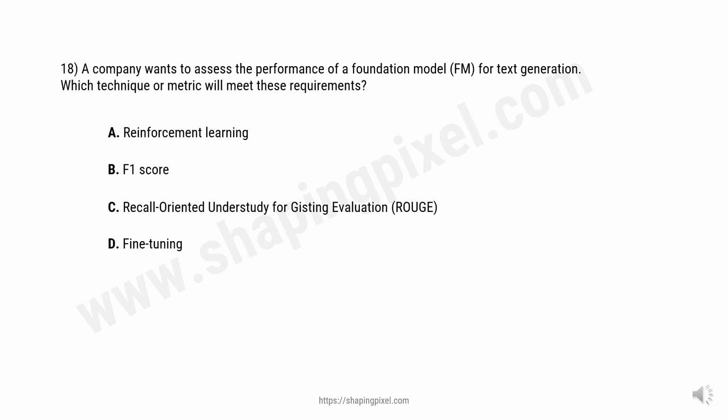Question number 18. A company wants to assess the performance of a foundation model for text generation. Which technique or metric will meet these requirements? Option A, reinforcement learning. Option B, F1 score. Option C, Recall-Oriented Understudy for Gisting Evaluation. Option D, fine-tuning.